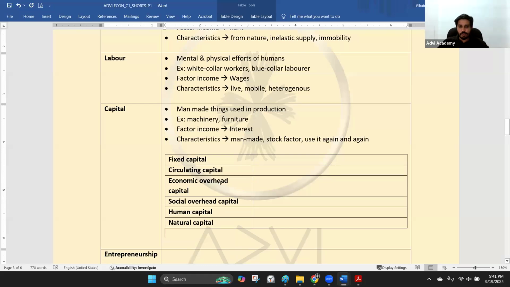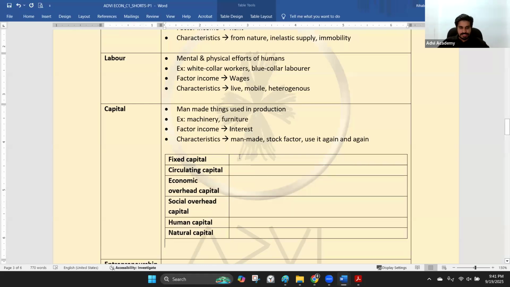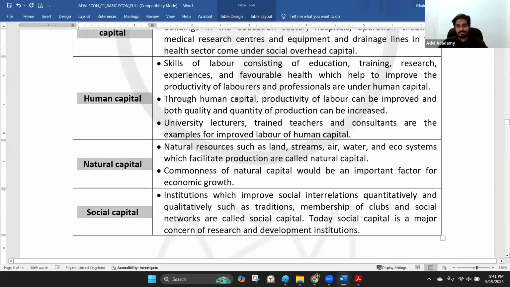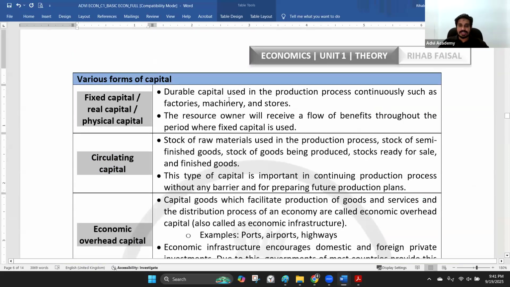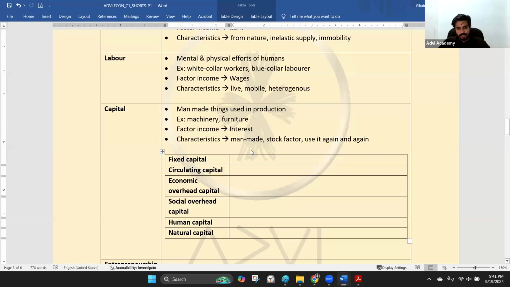These are the different forms of capital. So let's talk about it one by one very quickly. Fixed capital, everything that cannot be moved. Like machinery, factories, and things like that. These are things that cannot be moved. Like if you fix it, right? So that is that. Factories, machinery, stores, those things.